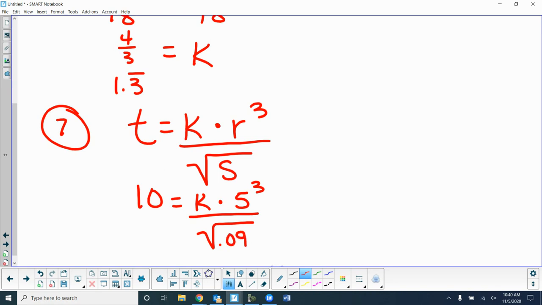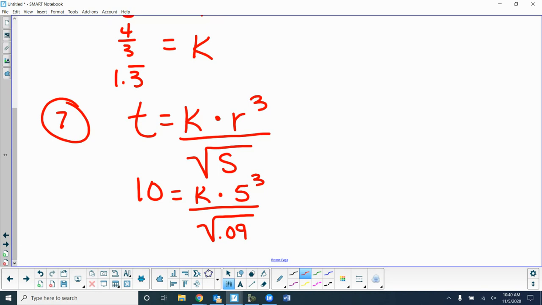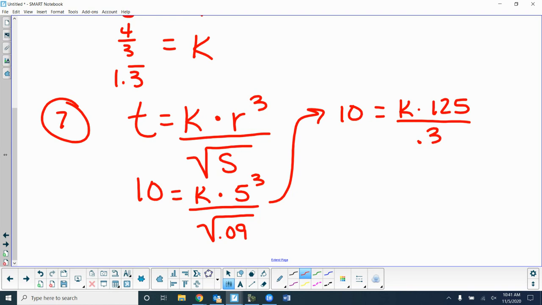We just substitute in, and that's 10 equals K times 125 over 0.3. And you take the square root and cube 5. Square root of 0.09 is 0.3, and 5 cubed is 125. So how do I move the 0.3? Multiply. So multiply by 0.3.